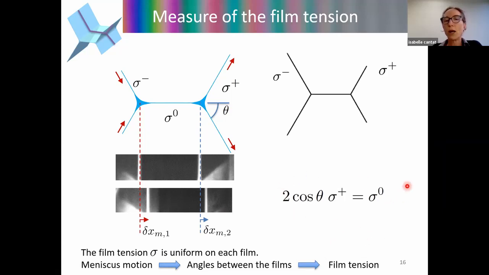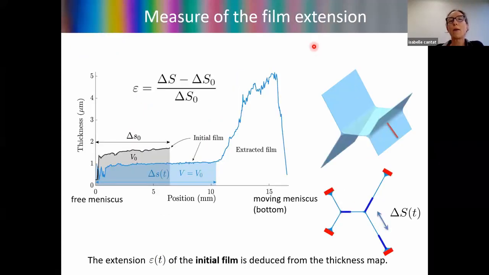So from this formula, I put here the equilibrium tension, and I get the sigma plus on this side, and with the same formula on the other side, I get sigma minus. So that's for the force in my system. Now I need kinematic information, and I will first focus on the film extension.